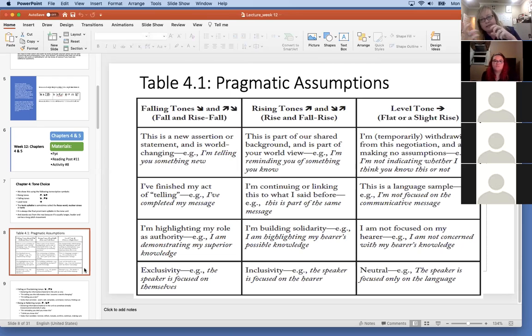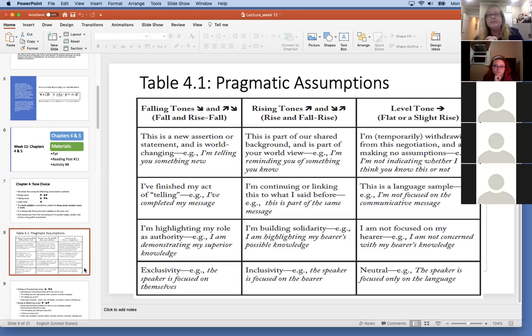Whereas adults, when we tell a story, we try and focus on the hearer and how the narrative fits with the hearer. Also think about what I said last week about prayer, for example. I'm not focused on the communicative message of talking to someone. I'm literally just focused on the language sample of just producing the language, okay? Not focused on my hearer, and I'm neutral in terms of affect, okay? So all those kinds of things go with a level tone.